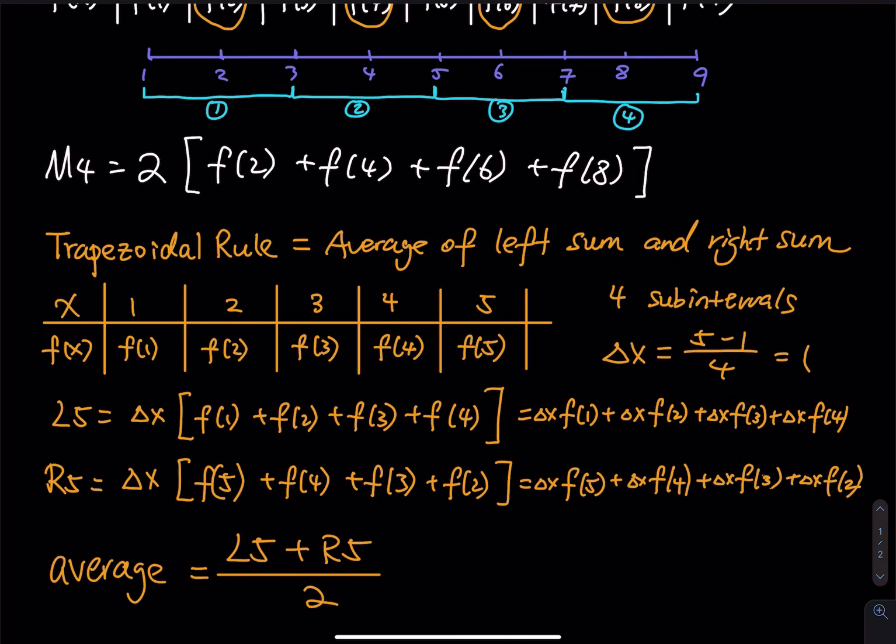Using the left sum, L5. Oh, that is not L5, huh? I made a mistake right here. That is supposed to be L4 and R4. So L4 and R4. So using left sum, 4 subintervals.